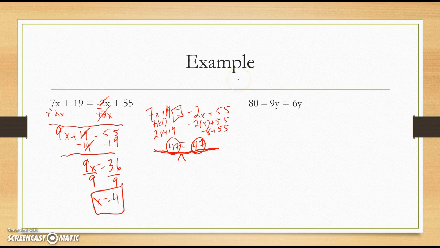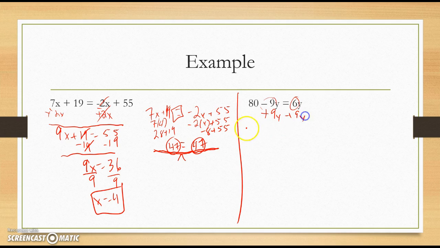Okay, I know that was our first problem, so just relax. We'll have another example here. We have 80 minus 9y equals 6y. I look on each side of the equal sign. I can't combine like terms at all on each side. So now I'm going to bring the variable over. This is a negative 9 coefficient and a positive 6. So I want to bring the 9 over.